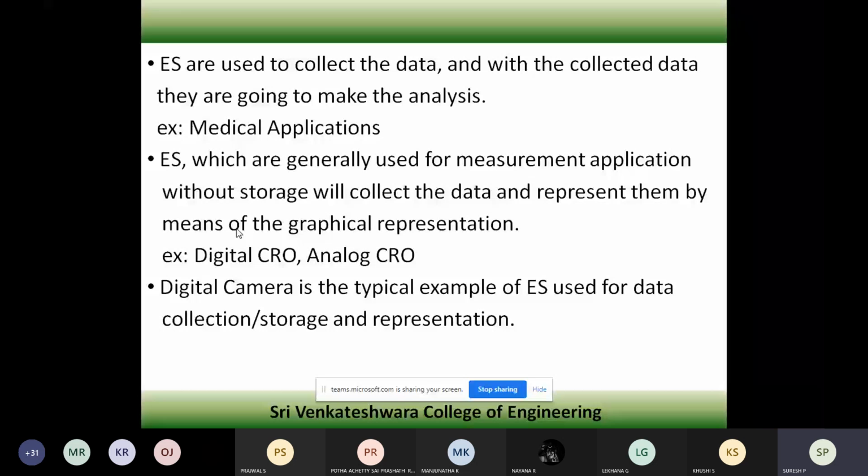Apart from this, the set-top box is another example, and then you have the modem. The modem is also one of the typical examples of data collection, storage, and representation.